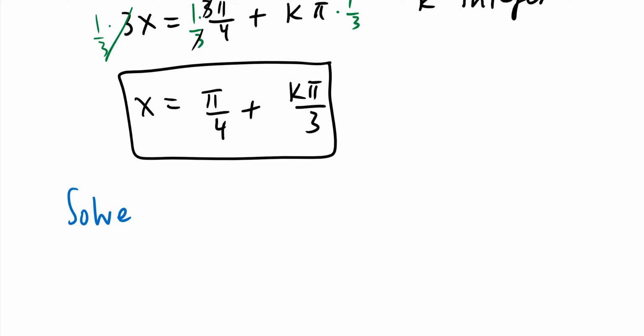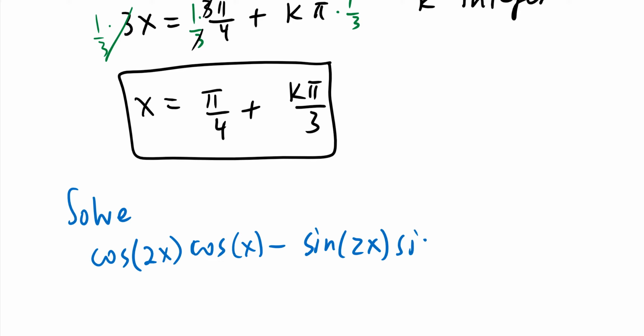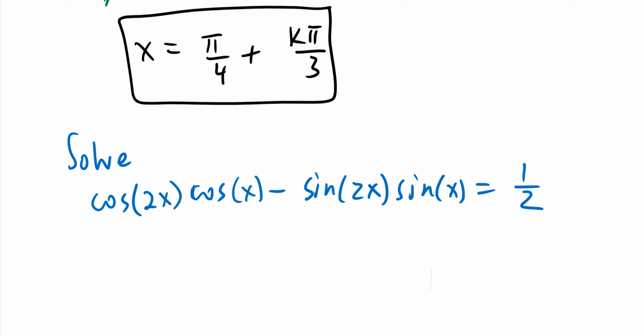How about if we are asked to solve something like this? Cosine 2x cosine x minus sine 2x sine x equals 1/2. What do we get here?